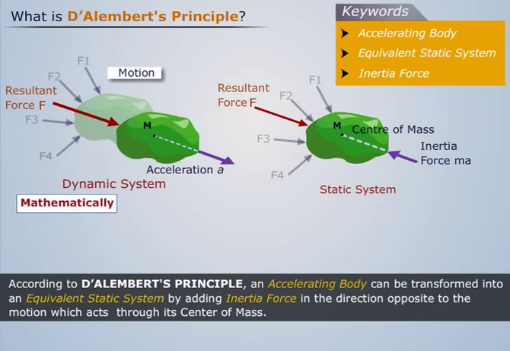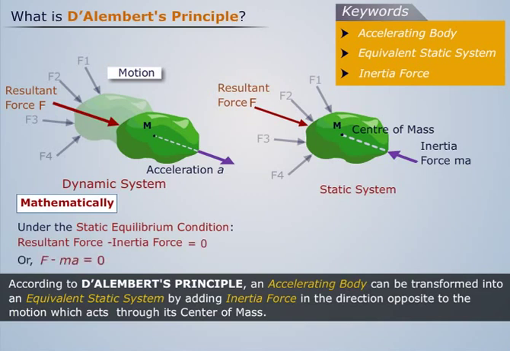Mathematically, we can say that under the static equilibrium condition, resultant force minus inertia force is equal to 0, or F minus ma is equal to 0. Related term is Newton's law of motion.